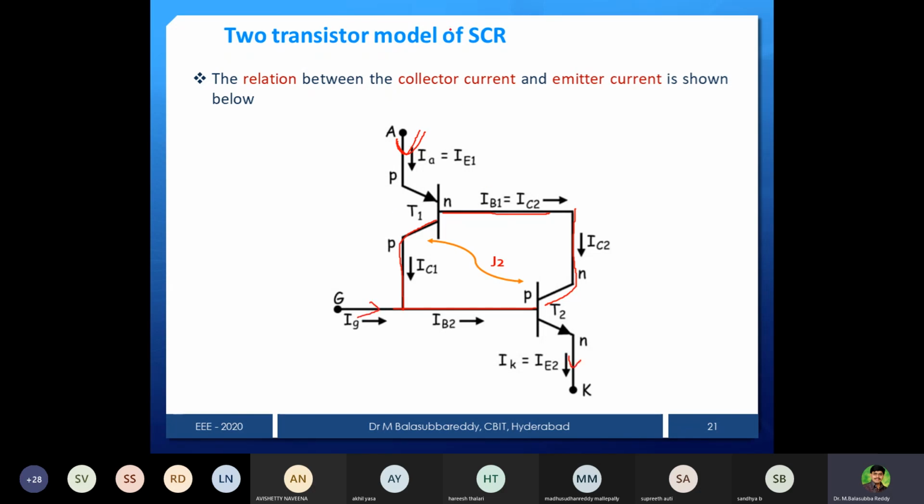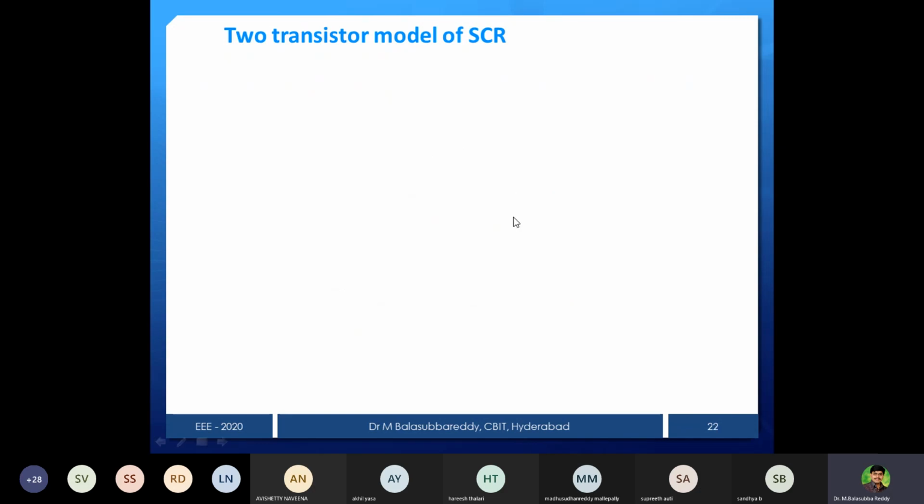So this is the anode current. You take the sum of these two, and we'll get that current. Now you can see the cathode current is gate current plus anode current. So like this, we can get these two relations. And now we can see the off state of a transistor.